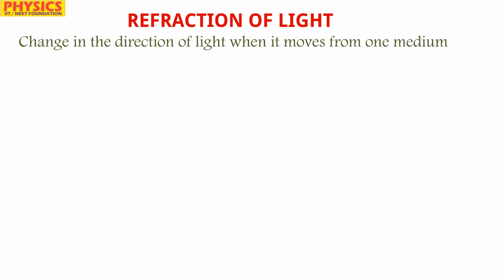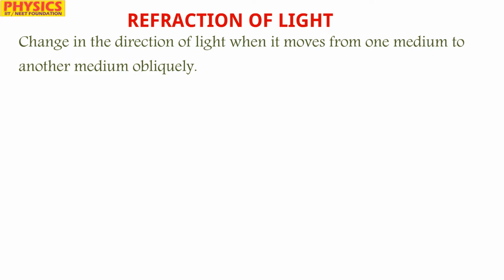What is this refraction of light? Refraction of light is nothing but the change in the direction of light when it moves from one medium to another medium obliquely. That means when light moves from one substance to another substance, it is bending. Clear, Nana? This phenomenon exhibited by light we are calling refraction of light.